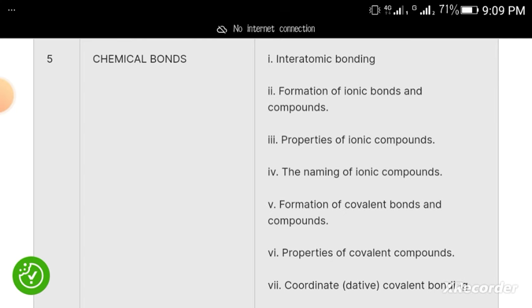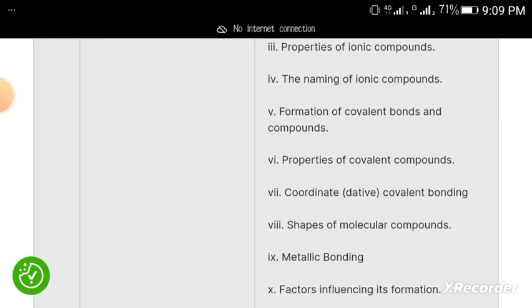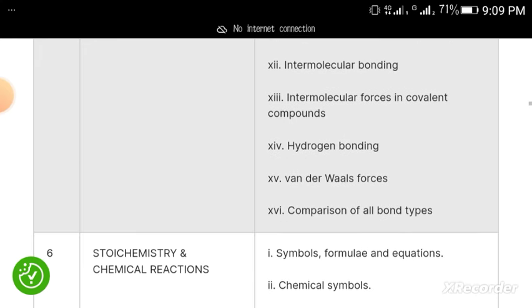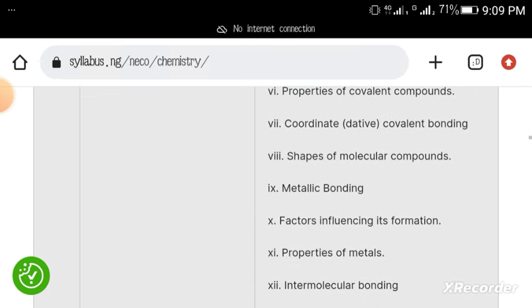So study chemical bonding. Under chemical bonding, study interatomic bonding, formation of ionic bond and compound, properties of ionic bond, the meaning of ionic bond, formation of covalent bond and compounds, properties of covalent bond, coordinate covalent bond, shape of molecular compound, metallic bonding, factors influencing its formation, properties of metals, hydrogen bonding, and all the rest. So you can see this year they're focusing more on covalent bonding, not on electrovalent bonding. That is why this syllabus is important.